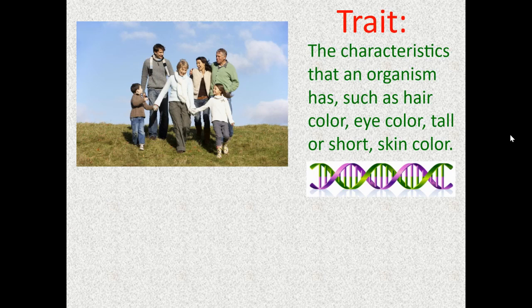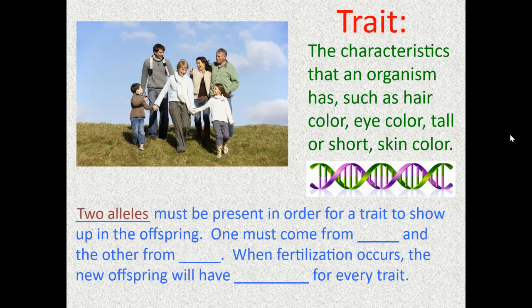Now, what is a trait? Remember, a trait is a characteristic that an organism has, such as hair color, eye color, tall, short, skin color. But two alleles must be present in order for a trait to show up in an offspring. Remember, one must come from mom and the other one must come from dad. And when fertilization occurs between two sex cells that then forms new offspring, those two alleles combine to form that trait.